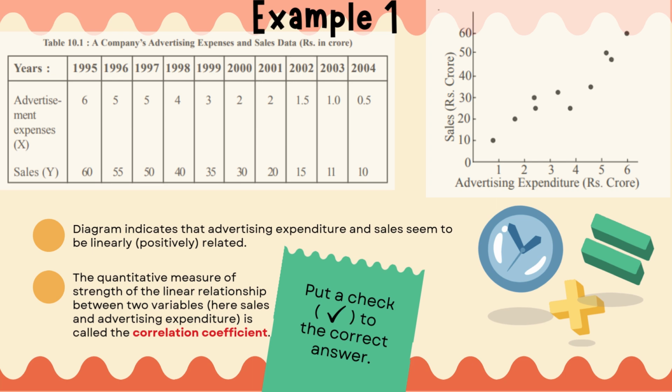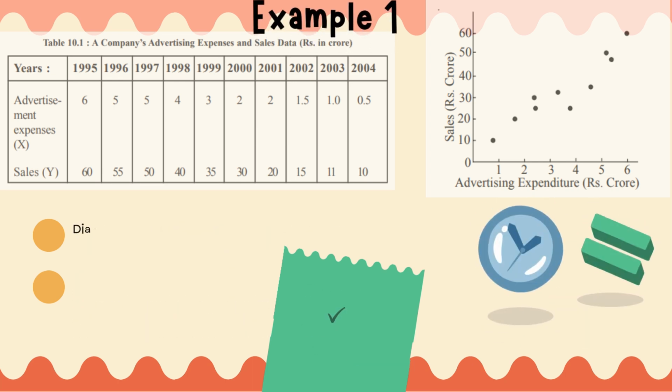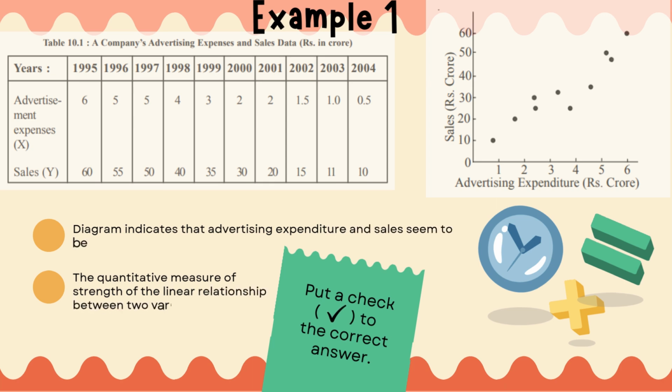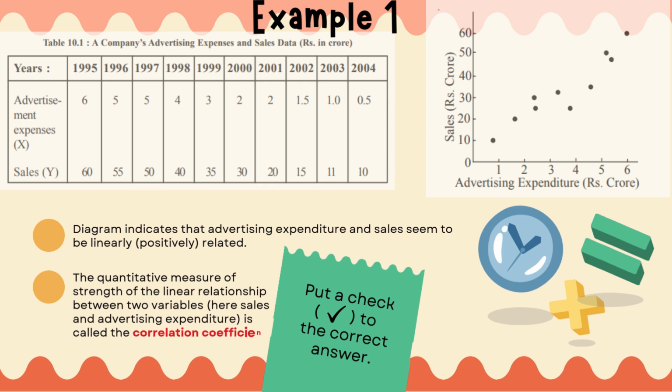In the diagram on the right side, let us see that the diagram indicates that the advertising expenditure and sales seem to be linearly positive. That means it is positive correlation. That means the quantitative measure of the strength of the relationship between two variables is called the correlation coefficient, and this is the linear correlation coefficient.